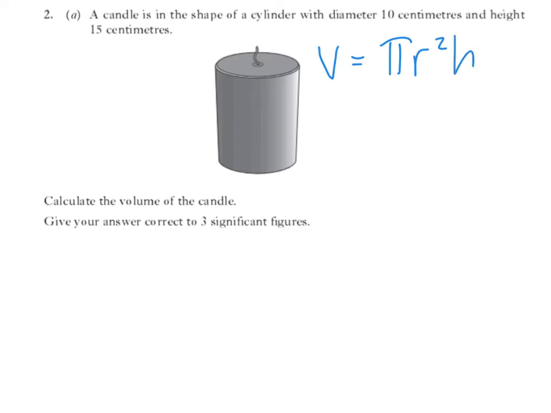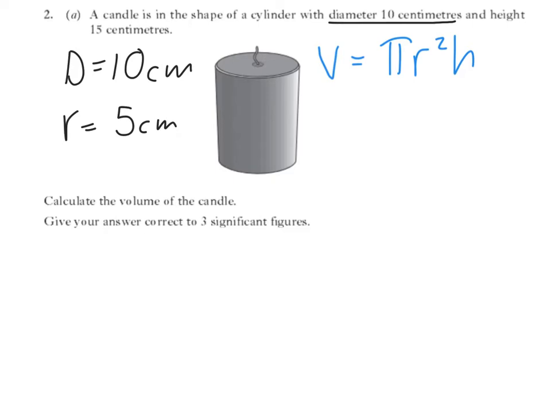We are told that the diameter is 10 centimetres, so we need the radius. If the diameter is 10 centimetres, then the radius is half of that, which is 5 centimetres. We are told that the height is 15 centimetres. That then gives us enough information to use our formula. So we'll substitute those values in.